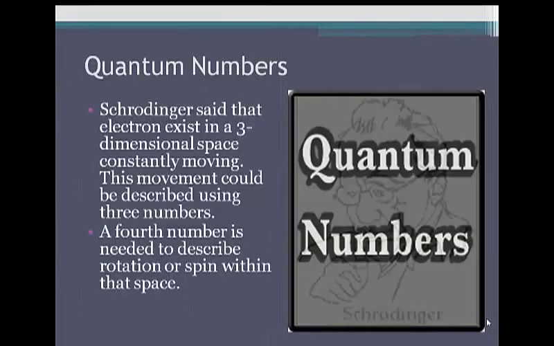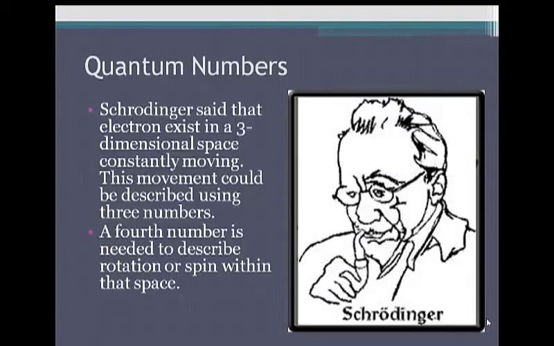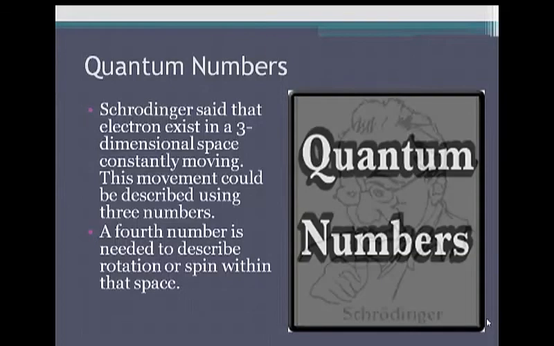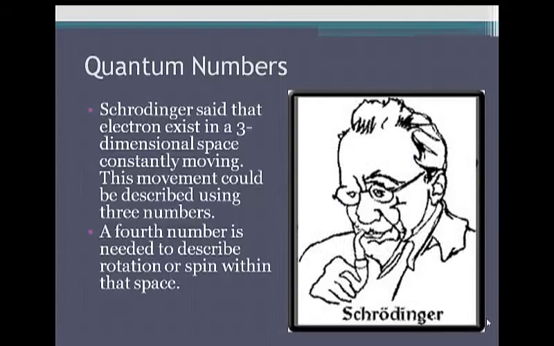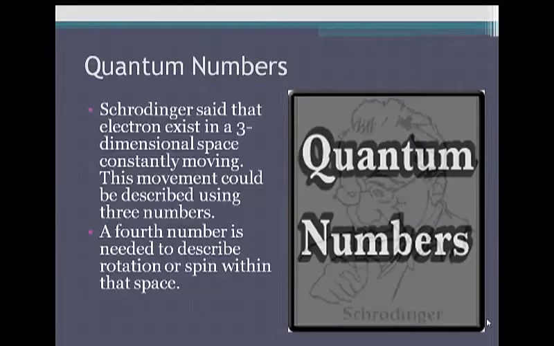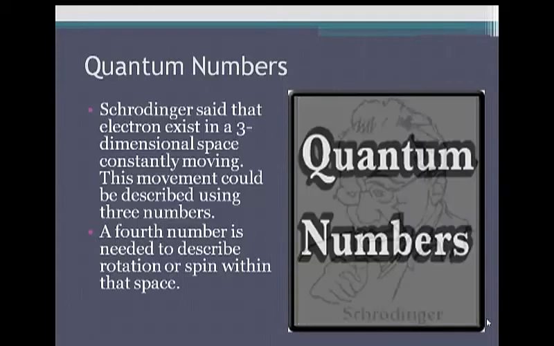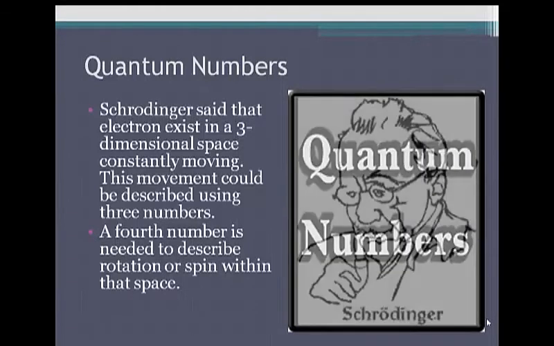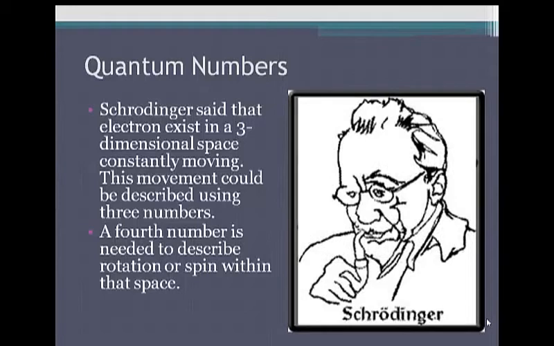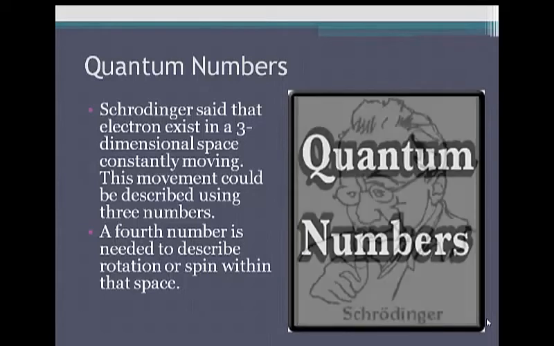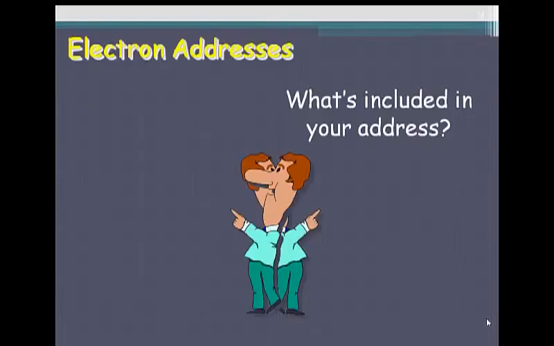In order to describe where an electron is, or the movement of an electron, at any single point in time, we need four quantum numbers. The first three describe where that electron is in the three-dimensional space, and the fourth describes the rotation or spin of that electron within that space. So what exactly do we mean by that? Well, it's kind of like you.